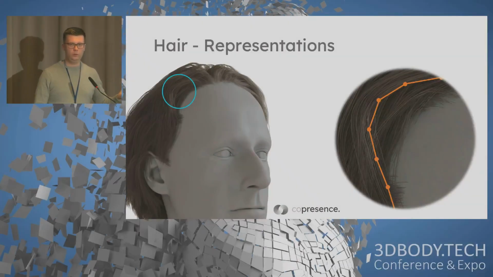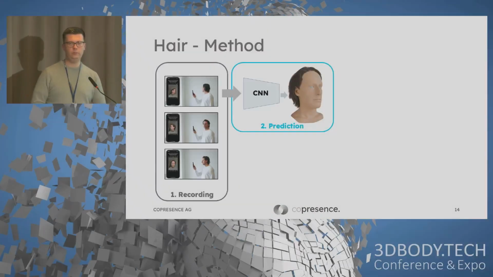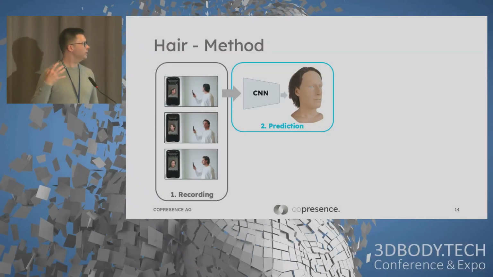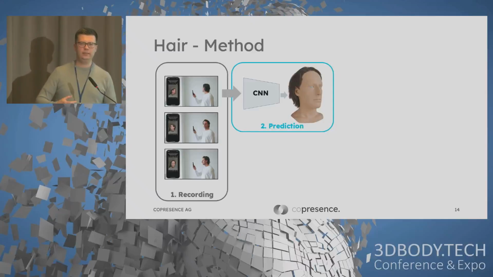You're actually representing each hair individually. The most naive approach would be, okay, we also train a model that takes all of these images as an input, and we just predict the hairstyle directly. You get a hairstyle that's quite close to your actual hairstyle, but it misses subtle details.